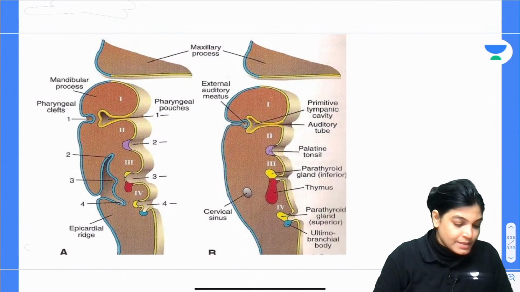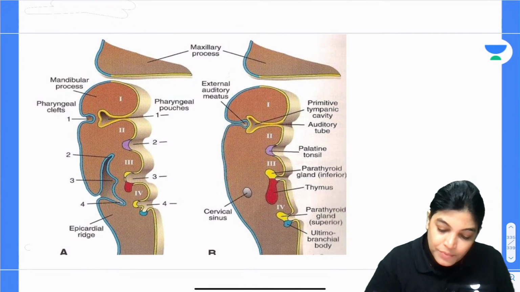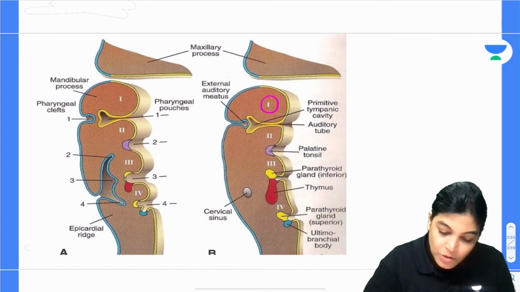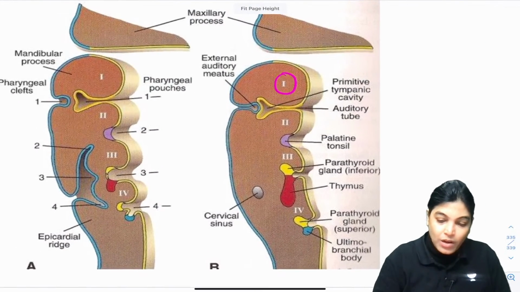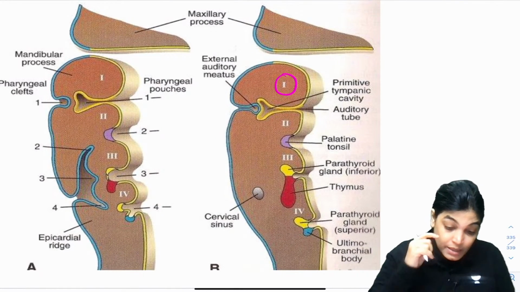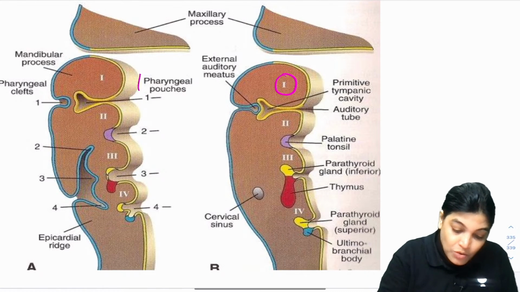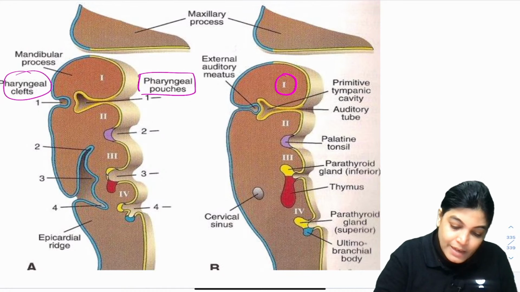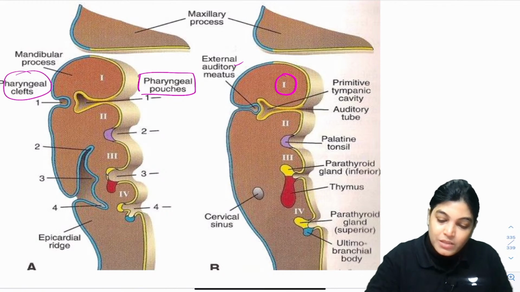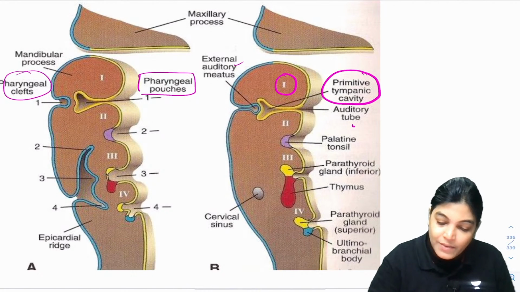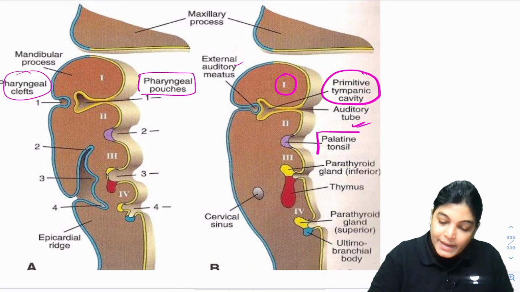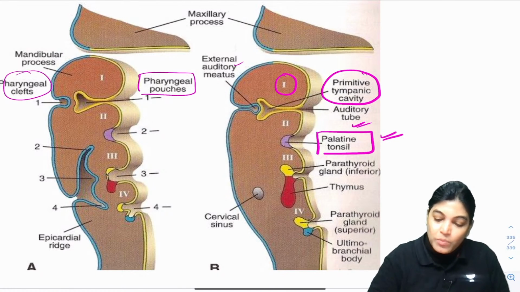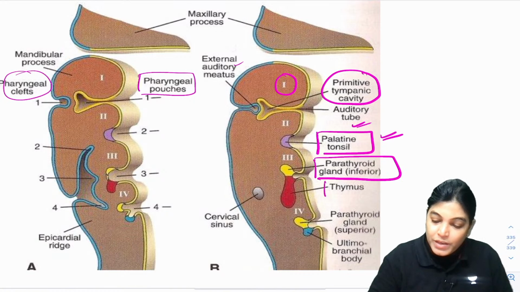See here. Now, my dear aspirants, what you can see? If we talk about the first pharyngeal pouch, here we have on one side pharyngeal pouches and here pharyngeal cleft on the outer aspect. So first cleft is forming external auditory meatus, but first pouch is forming middle ear cavity and auditory tube. The second pouch is forming palatine tonsil, and the third pouch is forming inferior parathyroid gland and that of thymus.